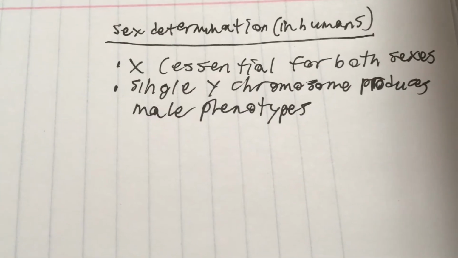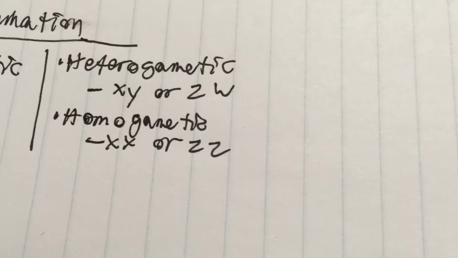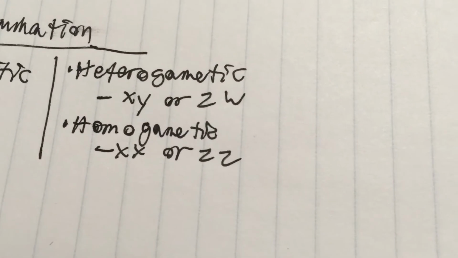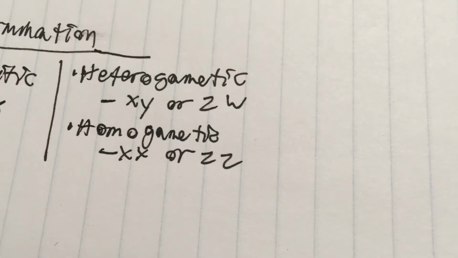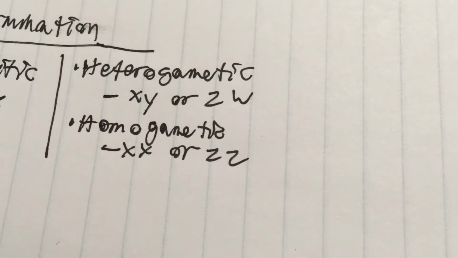Now, that's a little bit different in birds. In birds, we have ZW and ZZ. ZZ are the males, and ZW are the females. So the roles are reversed in the case of birds.